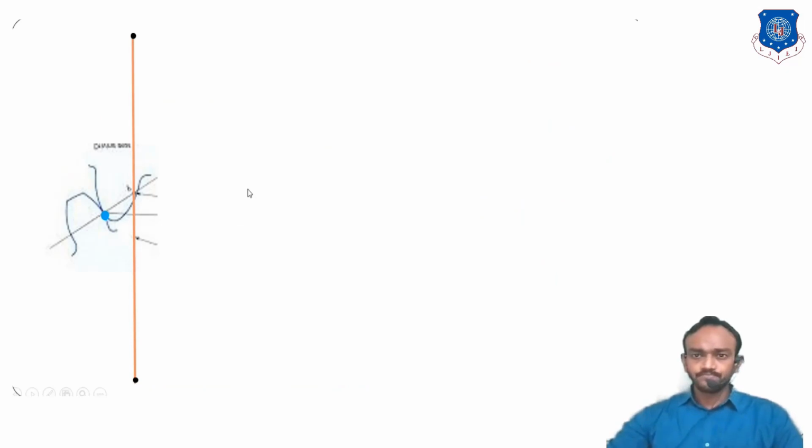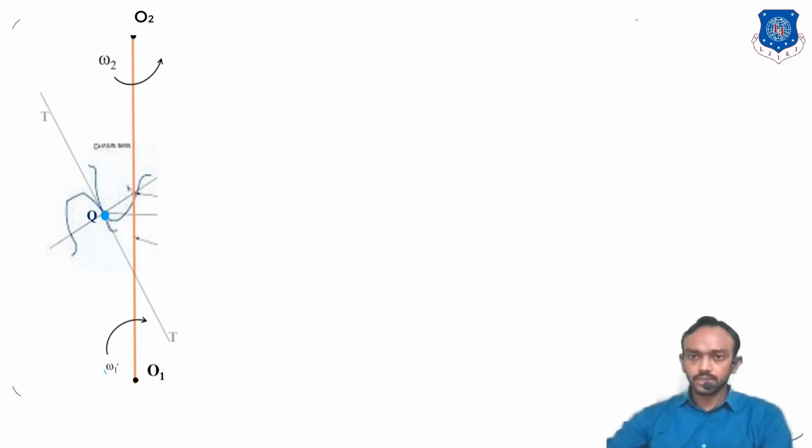Check this. I have taken two gears, and their centers are O1 and O2. We have connected both centers with this line. You can see the contact point between these two gears. O1 and O2 are the centers of the two gears, rotating with angular velocities omega 1 and omega 2. Q is the contact point. Now we make a tangent at the contact point, so the common tangent at the contact surface will be TT.